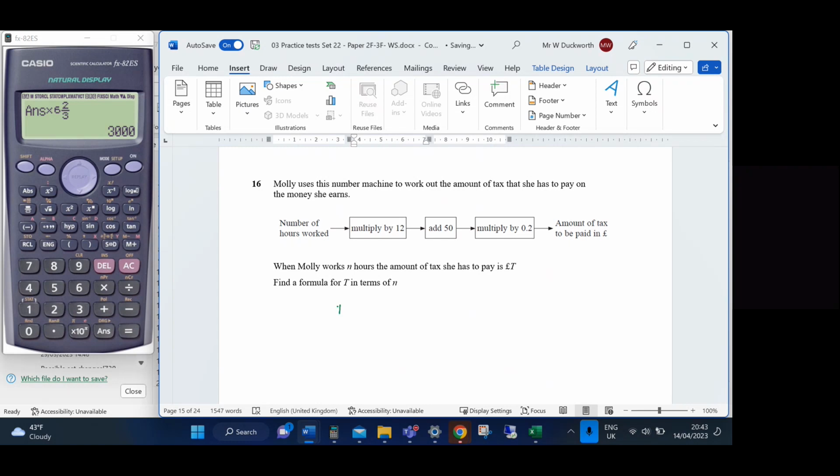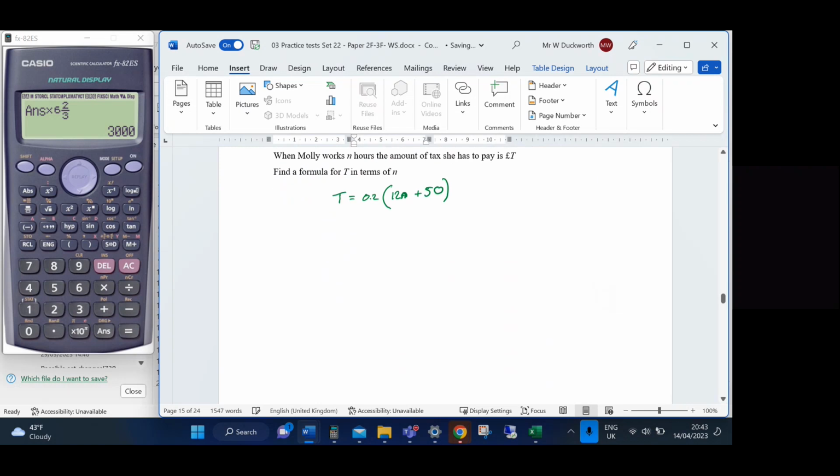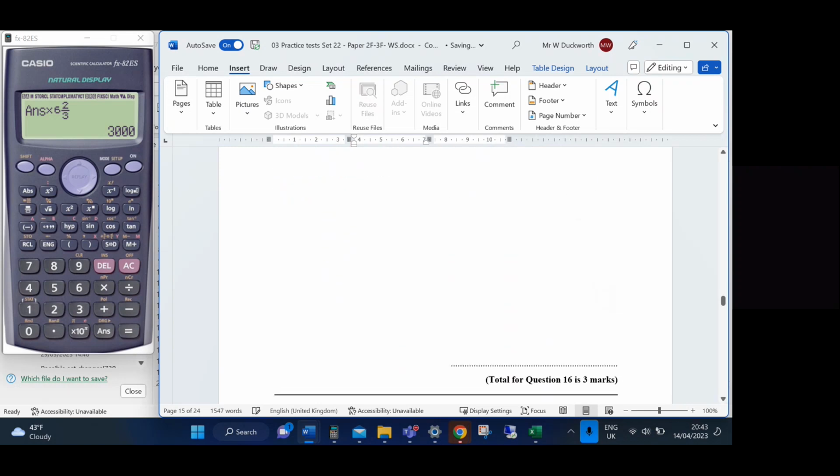So the tax is going to be equal to... my processes are going to be multiply by 12, add 50, and then multiply by 0.2. So I can write this in order. However, this multiply by 0.2 has to be a multiply of this whole thing, so it needs to be written first. So 0.2 times the number of hours, which is 12 times n, or 12n, plus 50. So there we go. That's all I'm looking for.